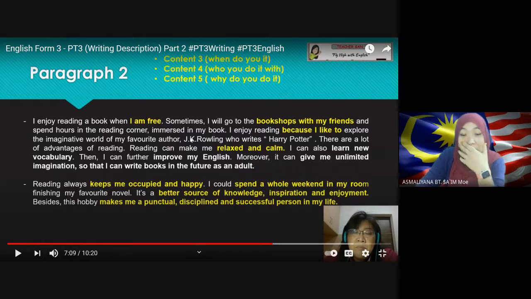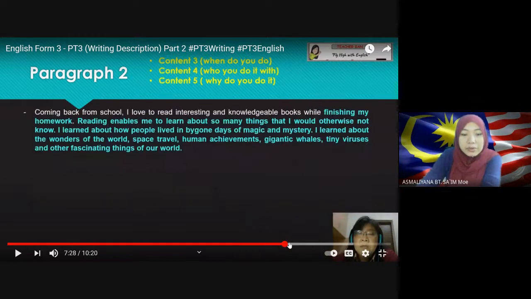But you are giving more points and examples in your writing. Dia kata my favorite author J.K. Rowling. Alright. I can further improve my English. Moreover, it can give me unlimited imagination so I can write books in the future as an adult. Okay, ataupun ni, reading always keeps me occupied and happy. I could spend a whole weekend in my room. Finishing my favorite novel is a better source of knowledge, inspiration and enjoyment. Besides, this hobby makes a punctual, disciplined and successful person in my life. Alright, so you can write that.